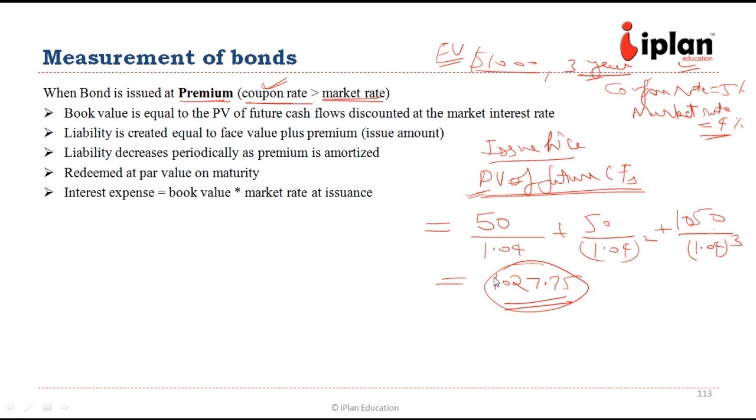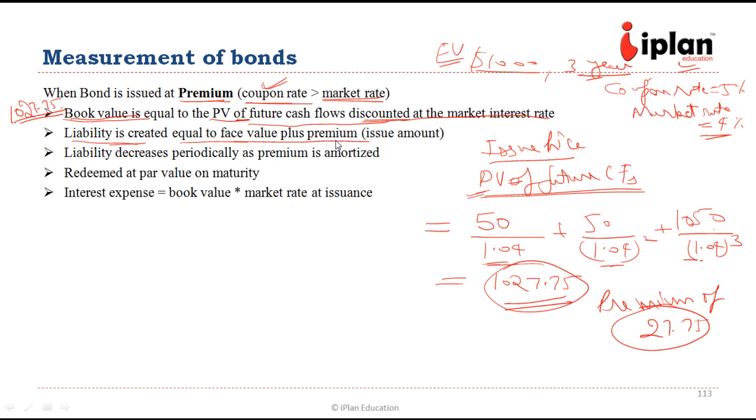So this is being issued at a premium of 27.75. The face value is 1000, so the premium is 27.75. So here the book value is going to be the present value of all future cash flows discounted at the market interest rate. We have discounted at 4% here, so this book value is going to be 1027.75. The liability is created equal to the face value plus premium in this case. The face value is 1000, premium is 27.75. So the liability is the same as the book value, 1027.75.